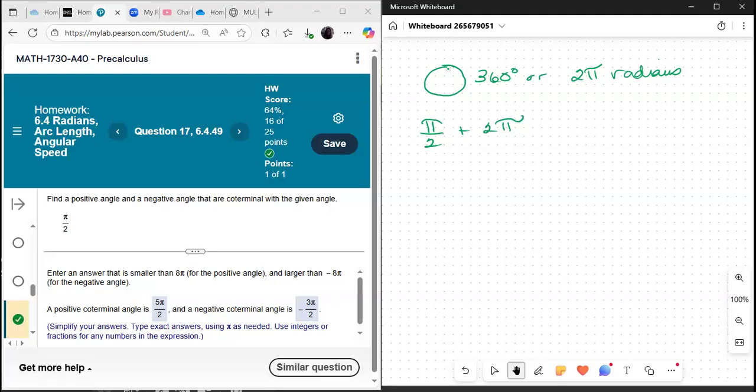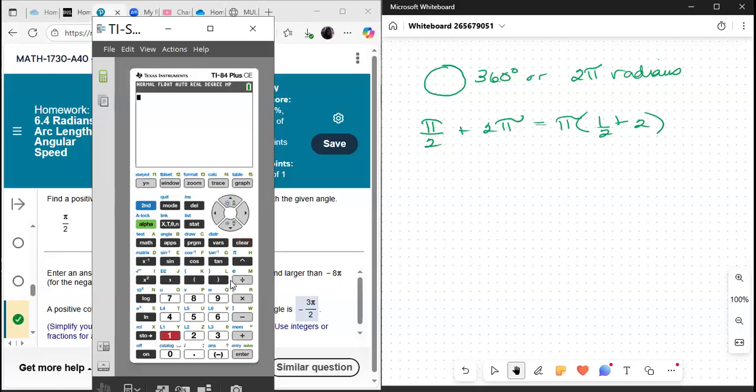And what we can do is, for now, just look at the fractions. We're going to add 1 over 2 plus 2. Math, enter, enter, and we have 5/2 pi. So there is one angle that is coterminal with pi over 2.